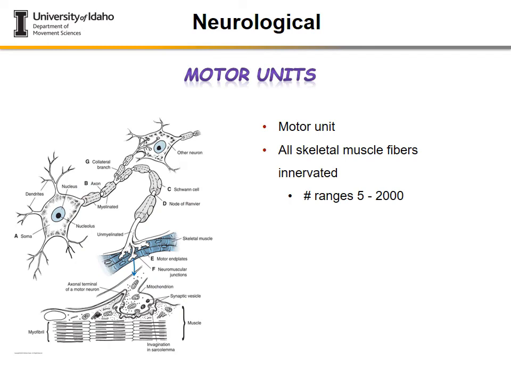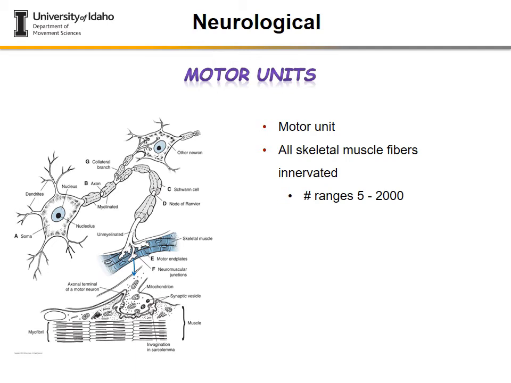So if we look at the neuromuscular or neurological components, we have to first talk about a motor unit. A motor unit refers to the motor nerve cell and all the muscle fibers that it innervates. This can range from 5 to 2,000 muscle fibers, depending on whether it's gross or fine motor control. Something that has fine motor control, like your hands or your eyes, tends toward the range of 5, the smaller, because you need more control.